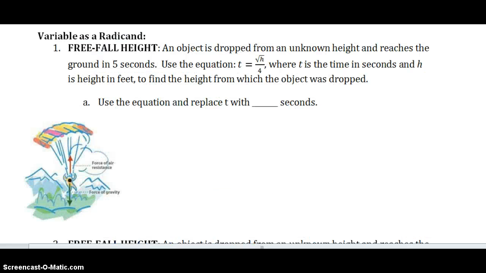And as we always do, we like to look at a real world scenario that uses an equation that has our concept of the day included in it. If you're looking for the height of your free fall, this is the equation that you would use: t equals the square root of h over 4. It says an object is dropped from an unknown height and it reaches the ground in 5 seconds. You use this equation where t is the time in seconds, that's 5, and h is the height. So we're looking for h.